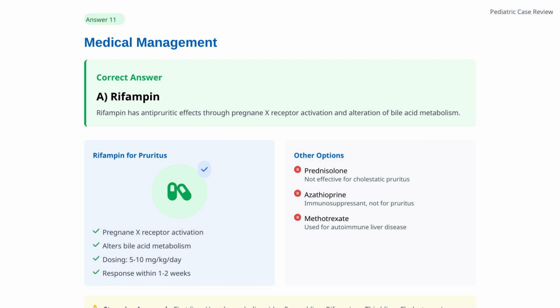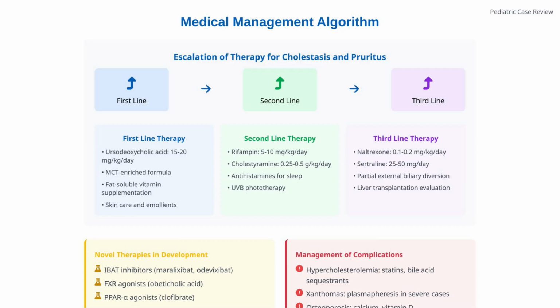The stepwise approach to pruritus management begins with ursodeoxycholic acid as first line, followed by rifampin as second line, then cholestyramine as third line, and finally naltrexone as fourth line. It is important to monitor for drug interactions and potential hepatotoxicity when using rifampin. The medical management algorithm for cholestasis and pruritus in Alagille syndrome follows a stepwise approach.